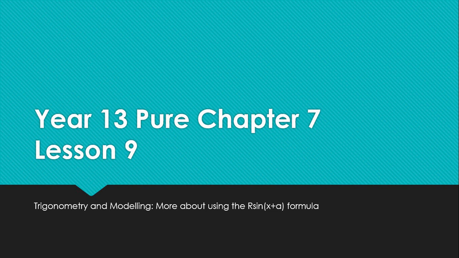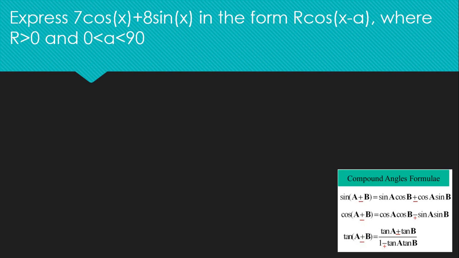Okay, let's get cracking. So we're going to express 7 cos x + 8 sin x in the form R cos(x − α). I did some justification about why you might want to do that in the previous video. If you haven't watched it, watch it.